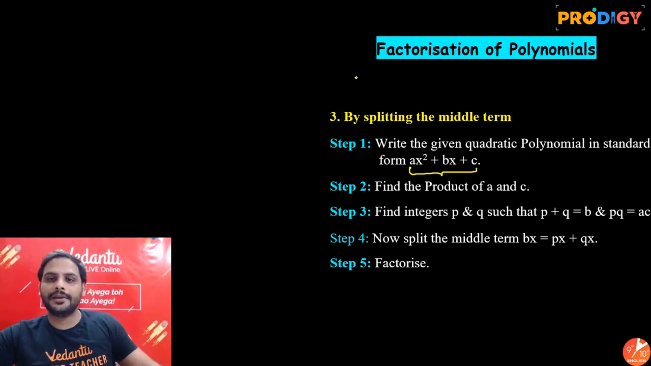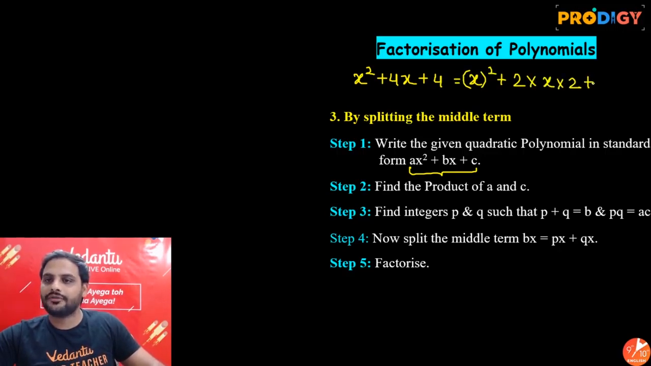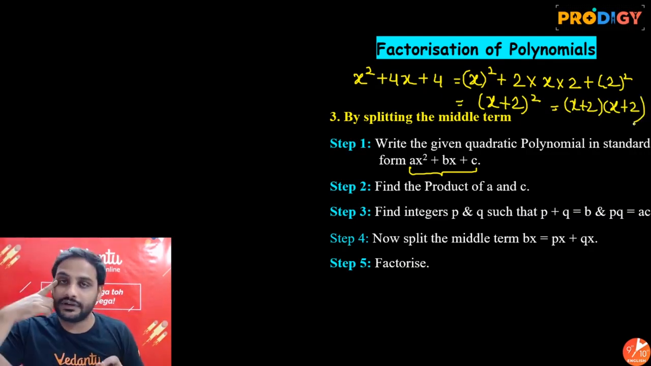For example, let's say if I have x square plus 4x plus 4, so this I can write as x square. 4x I can write as 2 into x into 2, and 4 I can write as 2 square. So you can clearly see it is a square plus 2ab plus b square, which is nothing but x plus 2 whole square. So factorization of this polynomial will be x plus 2 into x plus 2. Sometimes identity also directly works.